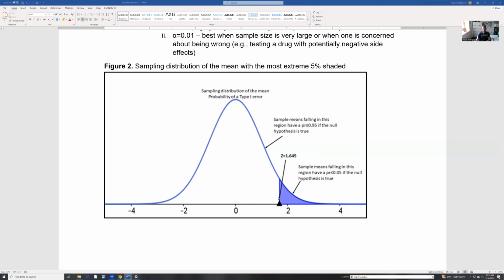So a value this large or larger has only a 5% chance of occurring if this null hypothesis is true. So if we were to reject the null hypothesis and we're somewhere in here, but we falsely rejected the null hypothesis, our probability of being wrong is very, very small, because any value in here has 5% chance or less of occurring if the null hypothesis is true.